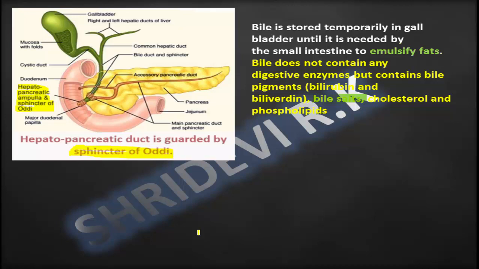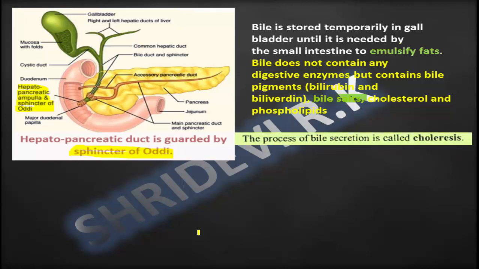Therefore, emulsification is an essential process for the digestion of fats or lipids, and that emulsification is carried out by the salts present in the bile juice. Therefore, bile juice is very important. It also contains cholesterol and phospholipids.